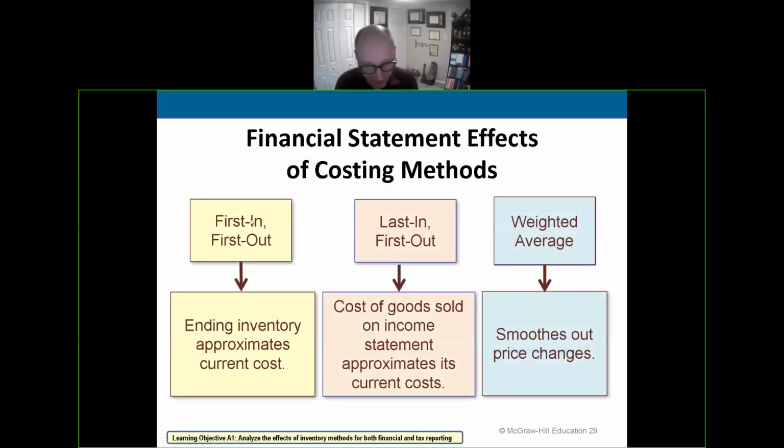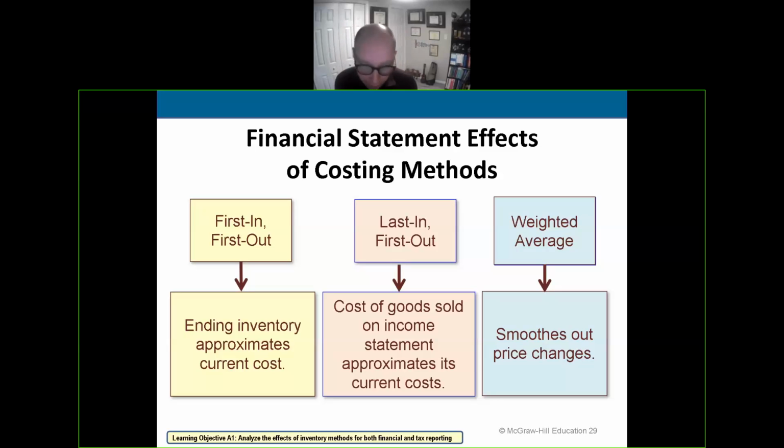Now, the real reason why companies select one over the other, taxes. That's the real reason, right? Now, you might be asking, why would a company select one of these three based on taxes? Well, it's simple.